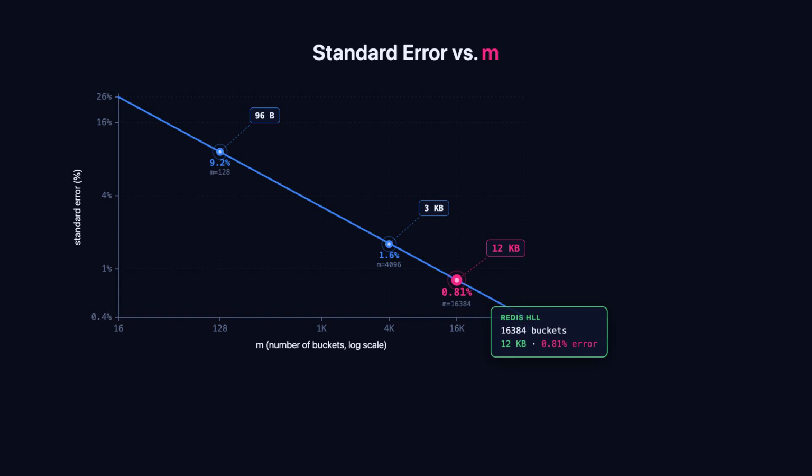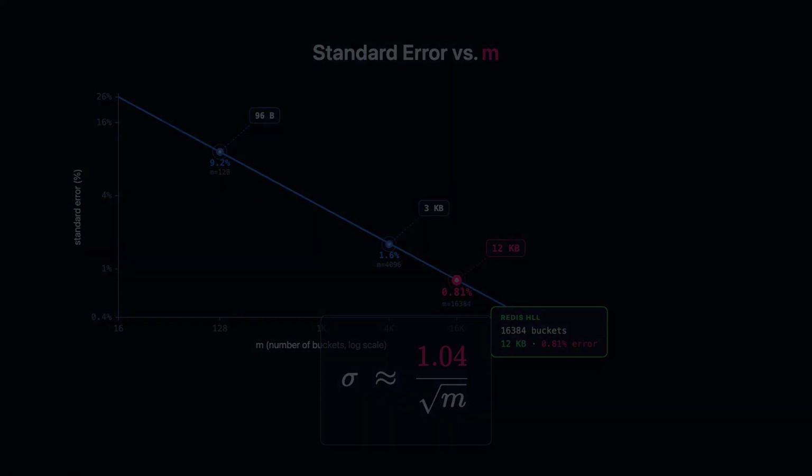And the memory? Each bucket holds at most a 6-bit number, because no leading zero count of a 64-bit hash exceeds 64. 16,384 buckets times 6 bits comes to 12 kilobytes. 0.5% error, 12 kilobytes, regardless of whether you've added 100 items or 100 billion. That's the trade. One knob, m: bigger m, lower error, more memory. Let's see this in production.